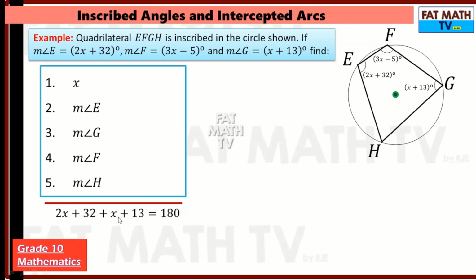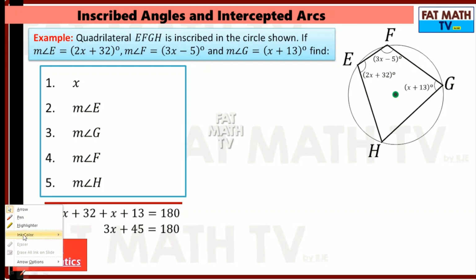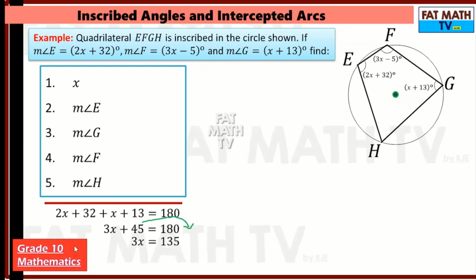2x plus x is 3x. 32 plus 13 is 45. Copy 180. And put 45 to the other side. So that's going to be 180 minus 45. So that's 135. Divide both sides by 3. You will have 45. So x is 45.